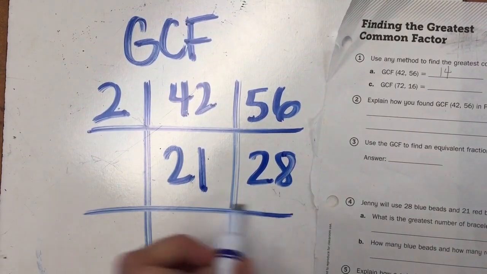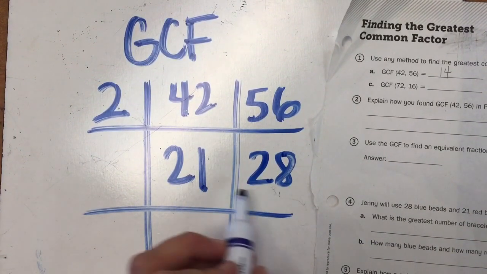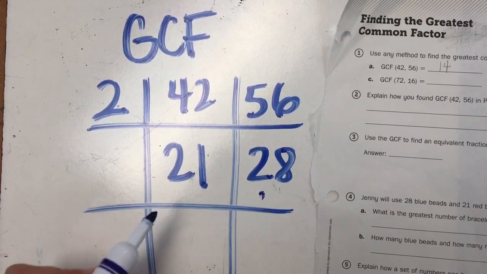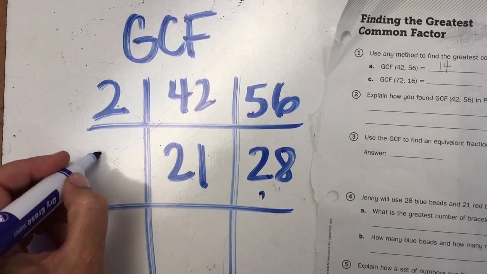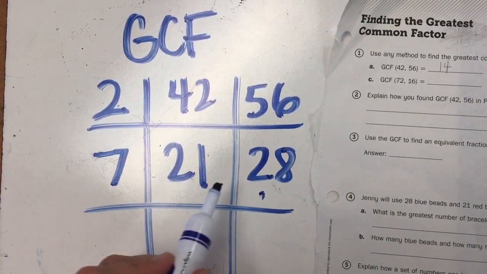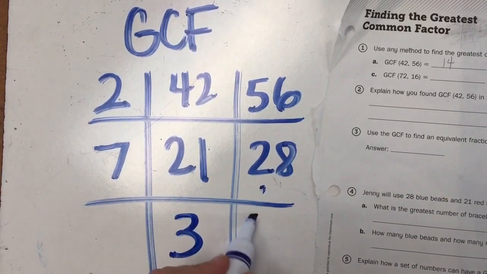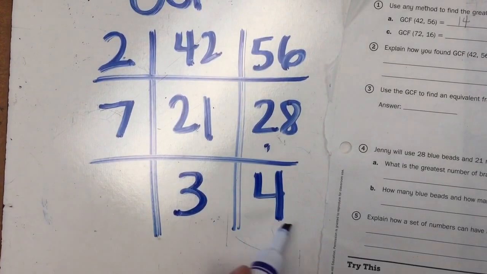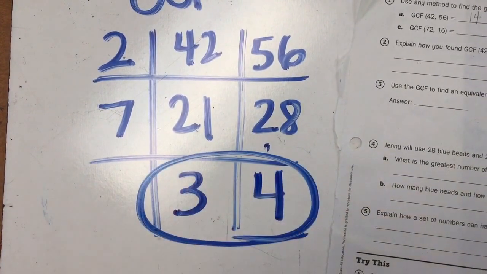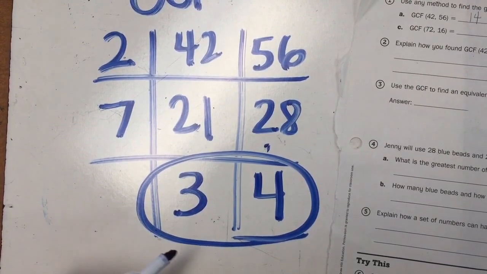Then we stop and think, is there anything else that both numbers are divisible by? They are both divisible by 7. So I'm going to write that over here. I'm going to do 21 divided by 7 is 3. 28 divided by 7 is 4. And now I'm looking here and I'm thinking, is there anything that both of these numbers are divisible by other than 1? And the answer is no, so I can stop.